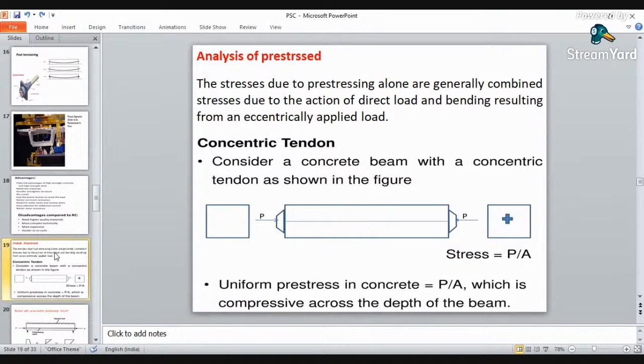Now when you are dealing with a simple RCC beam, how will you find the stress of that RCC single beam? We simply divide the load by the area. But when we are dealing with a pre-stressed member, you have two types of load. First is your pre-stressing force, and another is your external load. So first, consider a simple cross-sectional beam having a concentric load or concentric pre-stressing force.